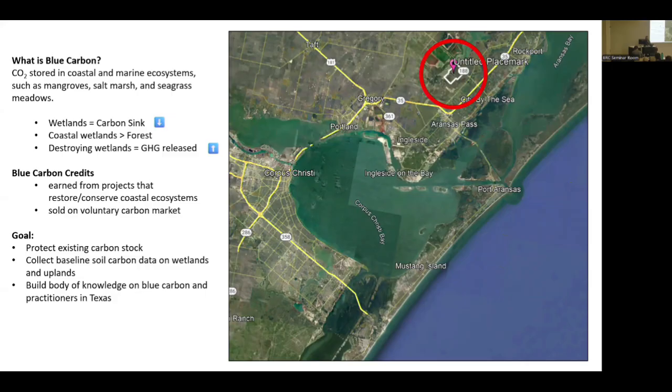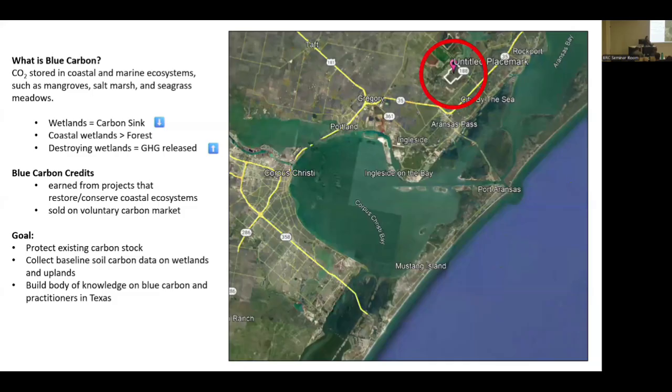So with this project, we're looking at the Port Bay Ranch. This is in Aransas County. You can see it on the map. It's a 1,200-acre working cattle ranch, right on the shores of Port Bay. So TNC's goal with this was to do a baseline carbon assessment to see if this site would be viable for even entering into the voluntary market. It's a very involved process.